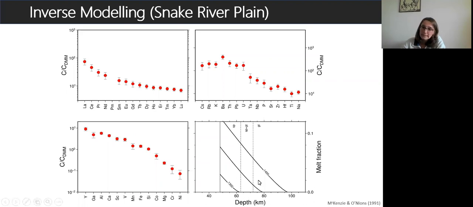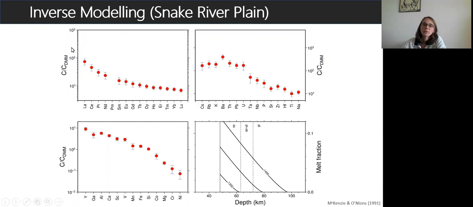And these diagonal contours are potential temperature melting paths. So if you imagine a package of mantle upwelling that's got a potential temperature of 1300 degrees, it will start melting at 60 kilometers depth and then evolve along this path. If your mantle is hotter, you'll start melting deeper, and at any given depth, you will have more melt.